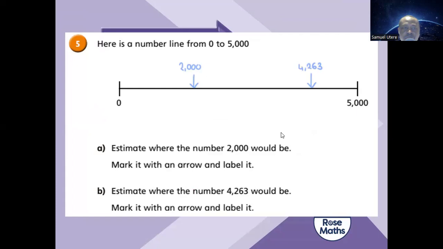For question 5, you were asked, here is a number line from 0 to 5,000. Estimate where the number 2,000 would be. Well, we know between 0 and 5,000, halfway is going to be 2,500. So 2,000 should be a little bit further away to the left of 2,500. And for this one, 4,263 should be about this position here.